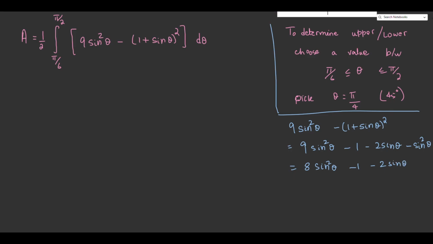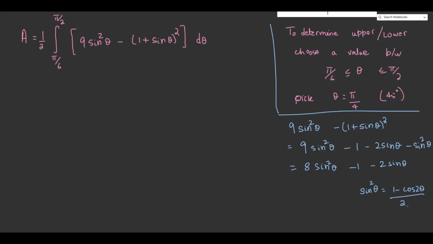And remember one thing from previous knowledge: we cannot integrate this term, sine square theta. We don't have any formula for this. So in order to integrate it, we substitute the double angle identity. We know that sine square theta is equal to (1 minus cosine of 2 theta) divided by 2.